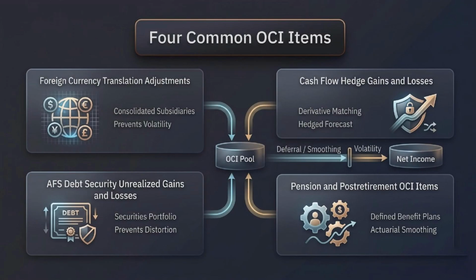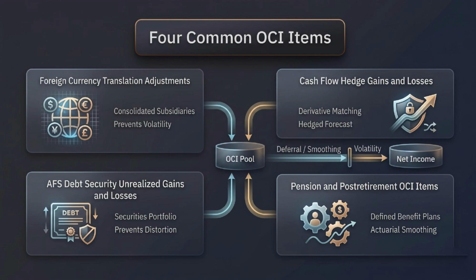A strong answer could include these 4 items. Foreign currency translation adjustments arise when foreign subsidiary financial statements are translated into the reporting currency. Cash flow hedge gains and losses for the effective portion are deferred in OCI until the hedge transaction affects earnings.